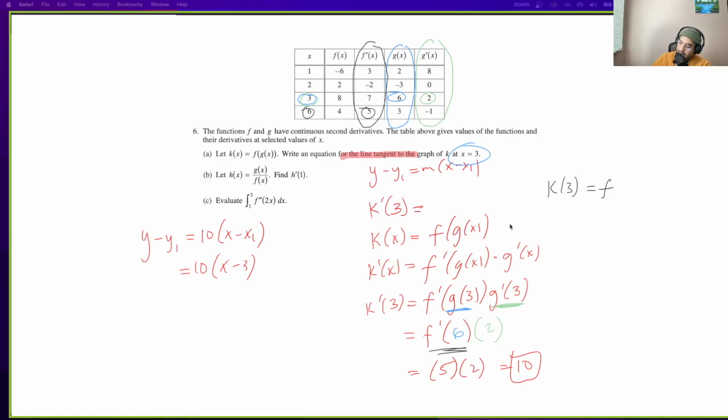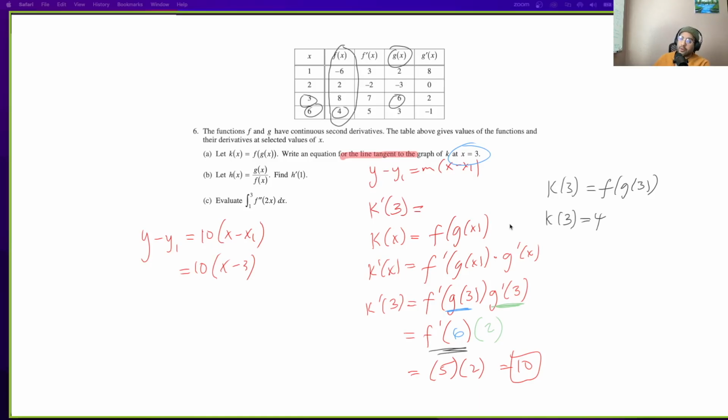That's going to be f of g of 3. So let's look at our table. First we need to find g of 3. In the g column at 3, that's going to equal 6. Then we need to find f of 6. So this is our f function at 6. The value is 4. So now we know that k of 3 is going to equal 4.